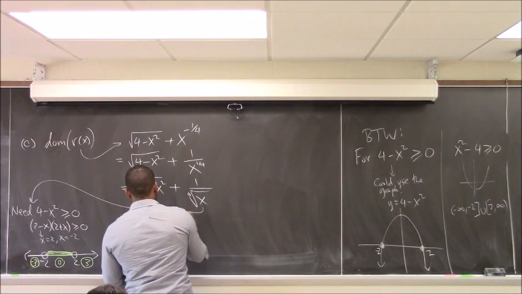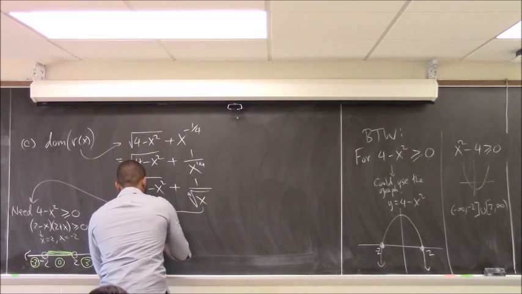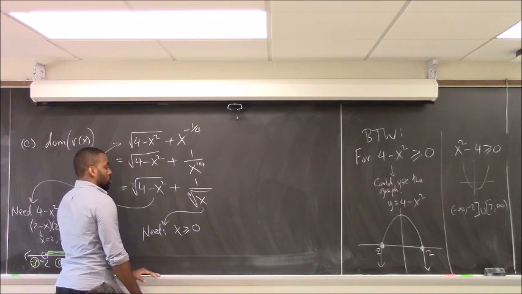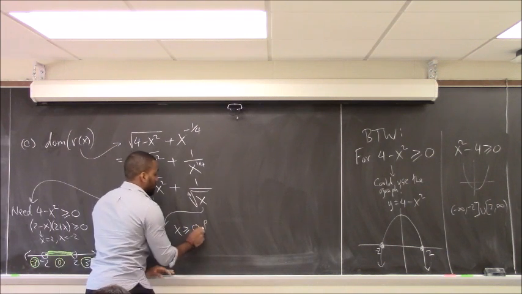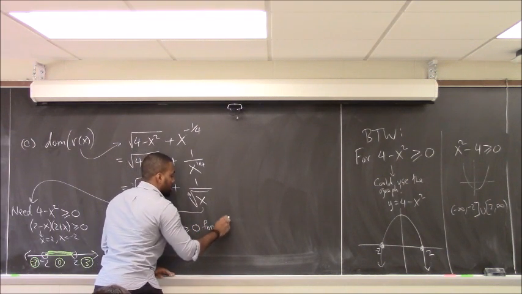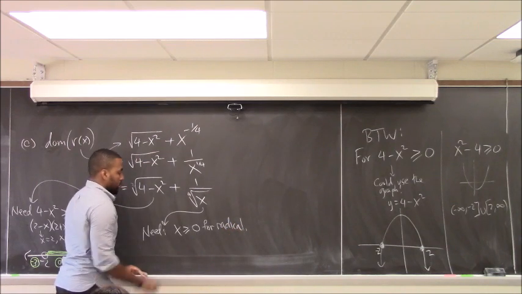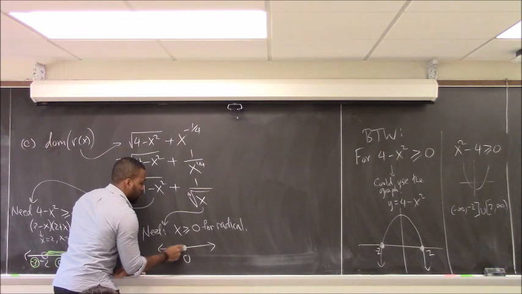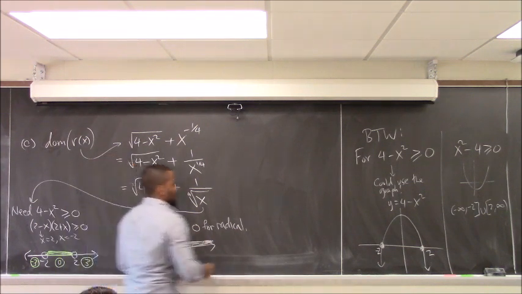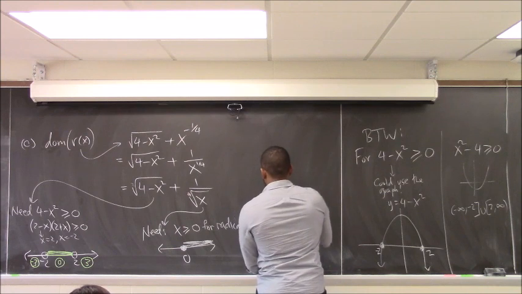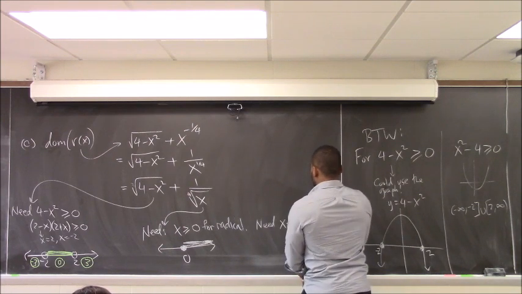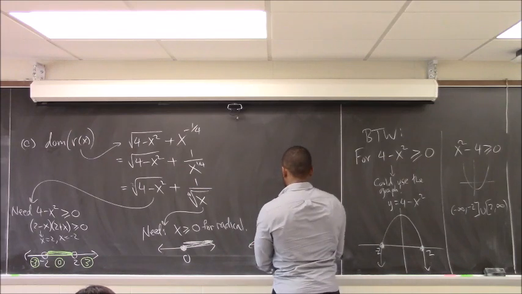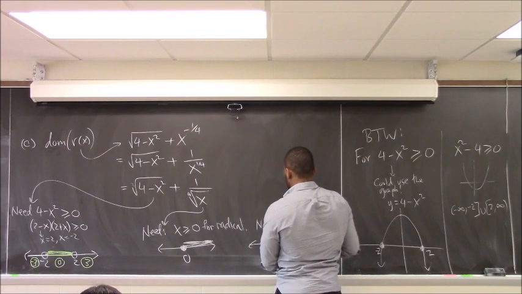For this one, what do we need here? Well, you need x greater than or equal to 0 for the radical to work. That one's pretty self-explanatory. It's 0 or bigger. And you need x not equal to 0 for the denominator to work. So you can't do that.